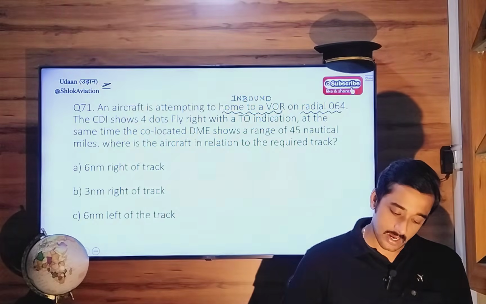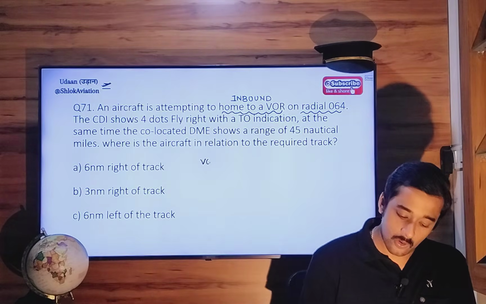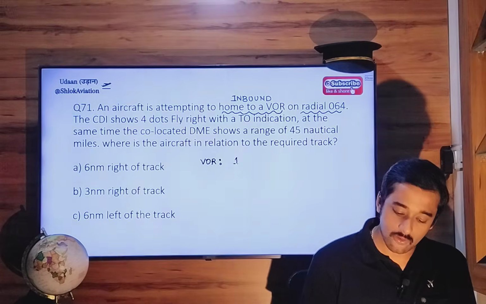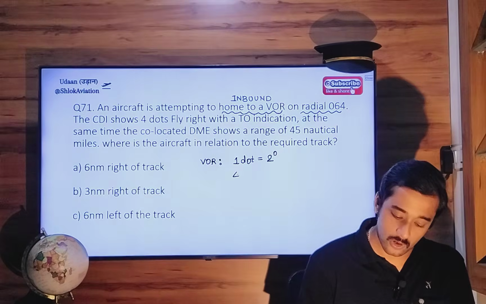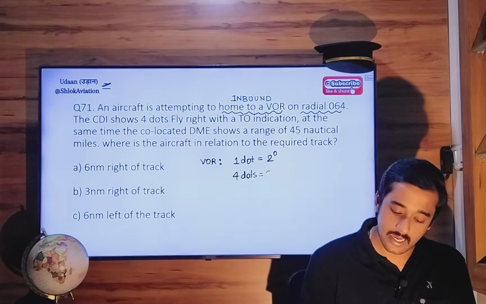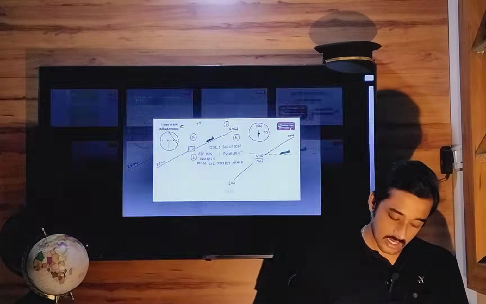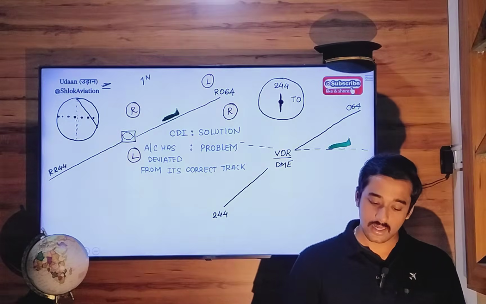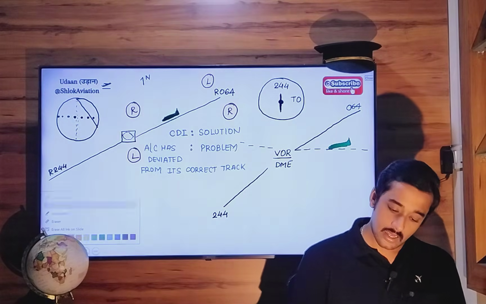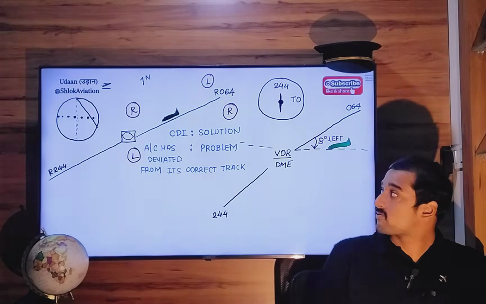So 4 dots fly right indication. Now whenever you are dealing with VOR sums, 1 dot is equal to 2 degrees. So 4 dots will be equal to 8 degree angular deviation. So that means aircraft is deviated 8 degrees to the left hand side.